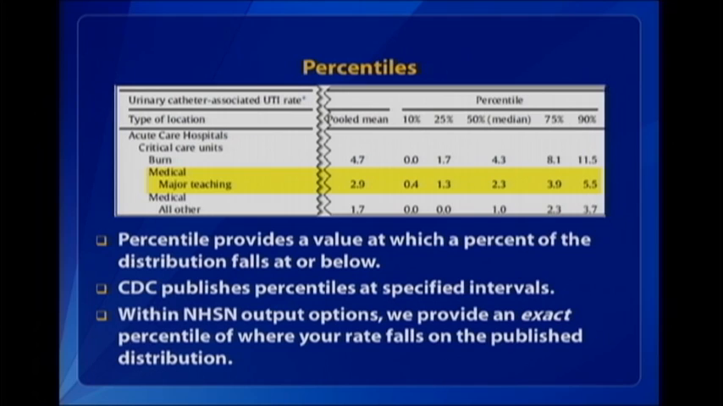This is a screenshot from the report of the pooled mean with the percentile distribution. You can see here that for medical major teaching, our percentile distributions went from 0.4 all the way up to 5.5. This is also a good point for me to demonstrate to you: notice when we look at medical major teaching and medical all other ICUs, their pooled means are pretty different. We have a 2.9 and a 1.7, but look at how their percentile distributions differ and vary.